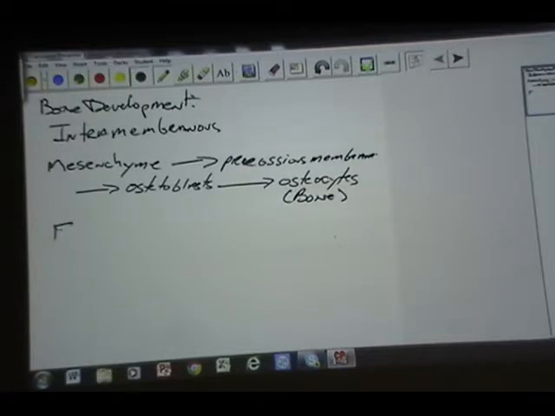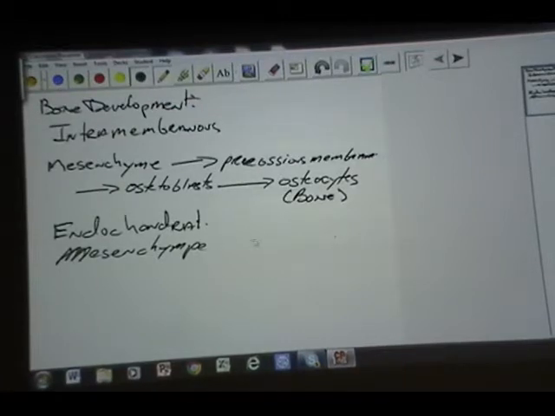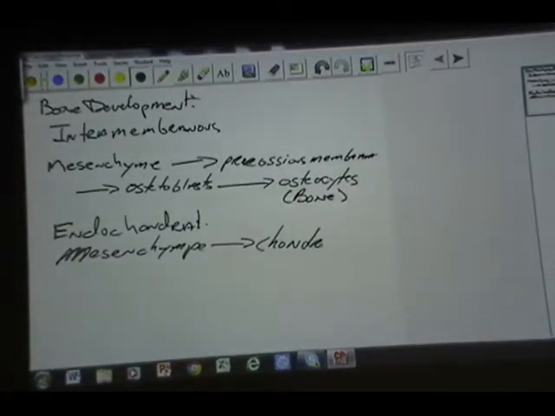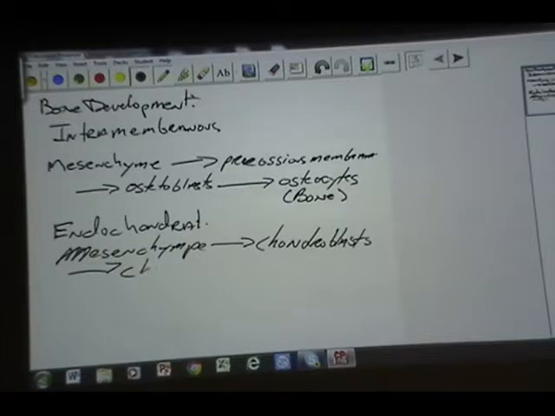Now, we have this type of bone, the chondral, and we have this undifferentiated tissue referred to as mesenchyme. And mesenchyme basically goes straight to laying down chondroblasts, primarily in bones in the floor of the skull. The chondroblasts become chondrocytes, or cartilage.